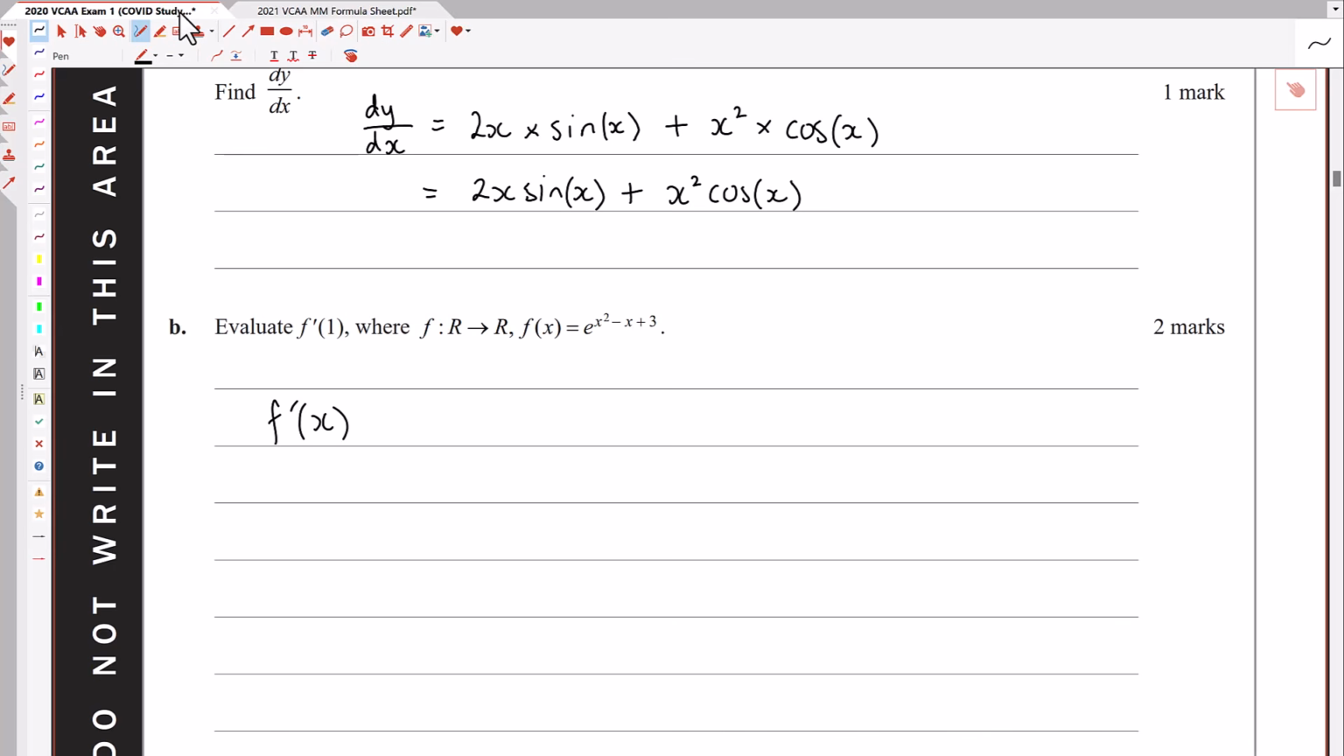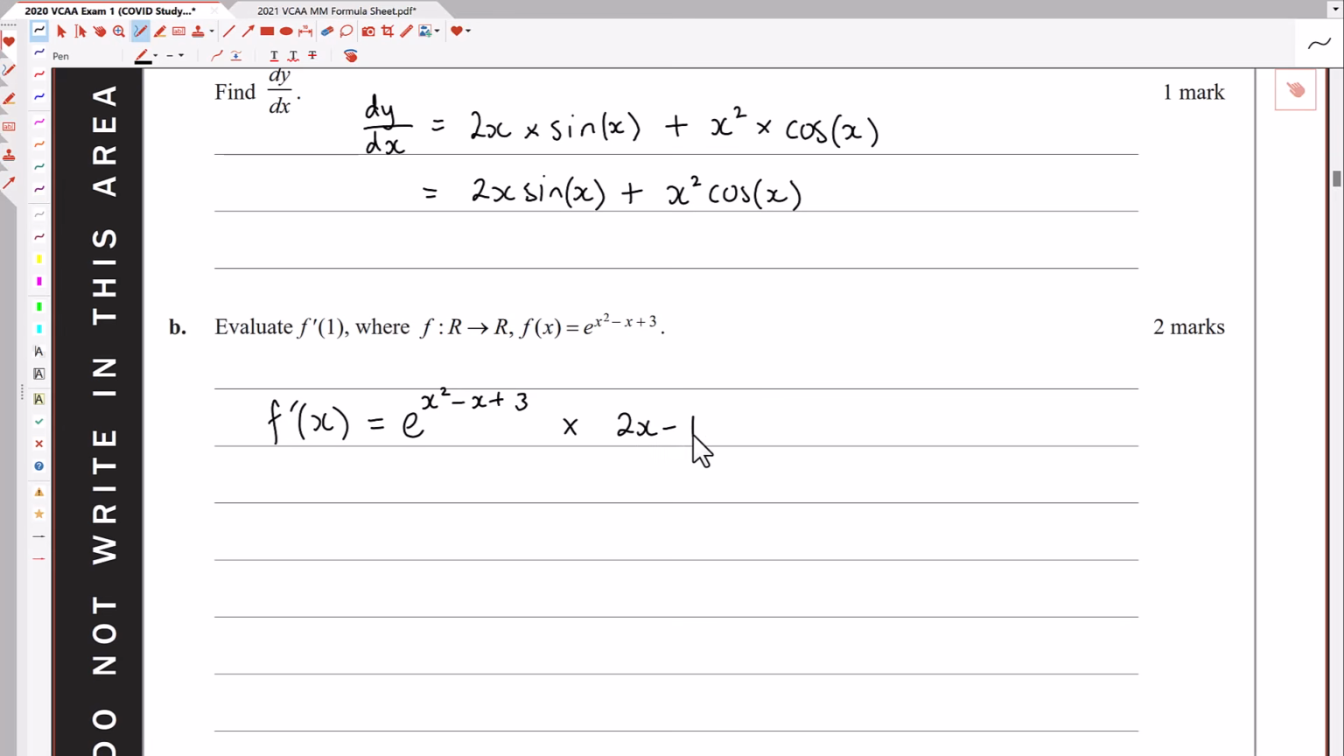So imagine sort of covering up the inside function. We've got e to the power of something. The derivative of e to the power of something is still e to the power of something. So it's still going to be e to the power of x squared minus x plus 3. And then we multiply by the derivative of that something, which is 2x minus 1.